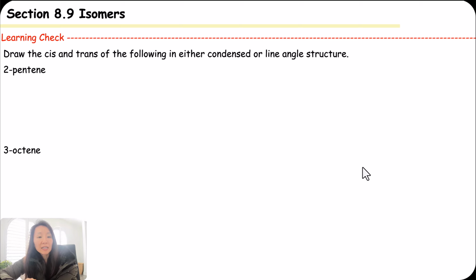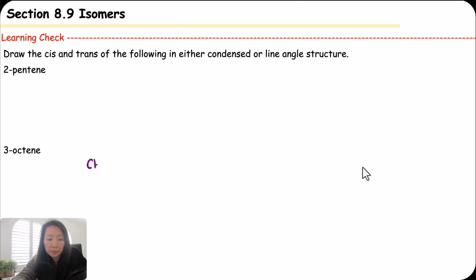All right, here it says draw the cis and trans of the following in either condensed or line angle structure. So I'm going to do both and show you both. Let's go with the 3-octene. I'll do that one with you. Octene means there are 8 carbons, and on the third carbon there's going to be a double bond. Here's my third carbon, and there's going to be a double bond.